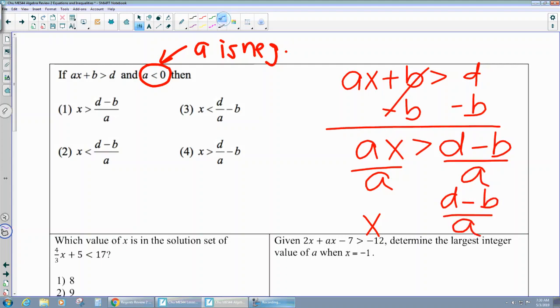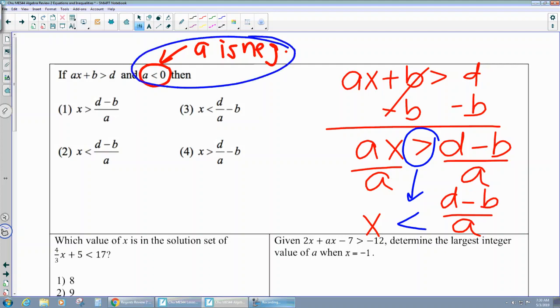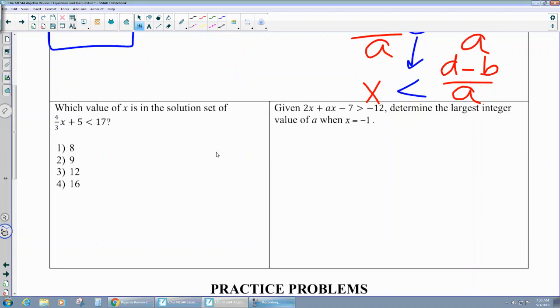And so here's the one thing that we have to remember. A is a negative number. So when I divide it by a, I need to make sure that I flip my inequality symbol because from the problem A is negative. Okay, so x is less than b minus b over a. That's answer choice 2.